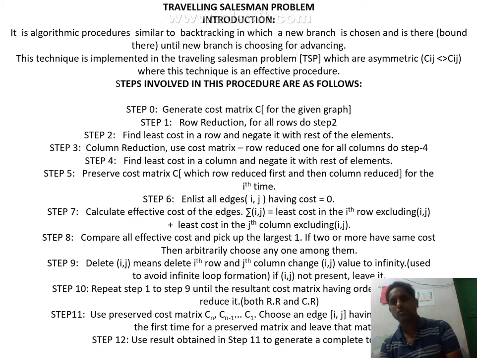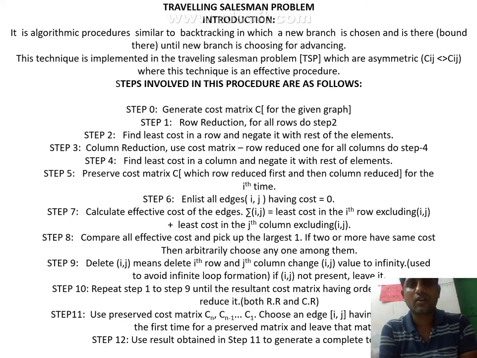So, how to solve this procedure? See. Step 0: generate a cost matrix for the given graph. Step 1: row reduction for all the rows. Step 2: find the least cost in a row and subtract it from the rest of the elements. Step 3: column reduction on the cost matrix. Step 4: do the same as row reduction for all columns, and find the least cost in a column and subtract it from the rest of the elements.